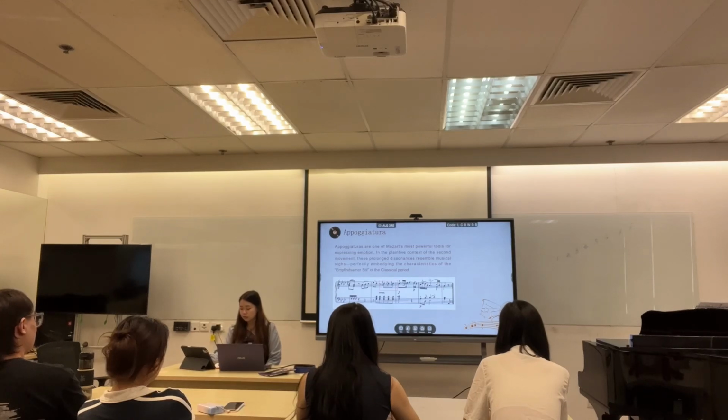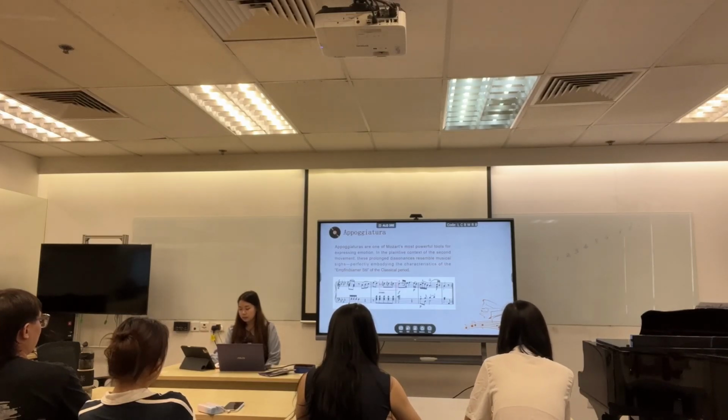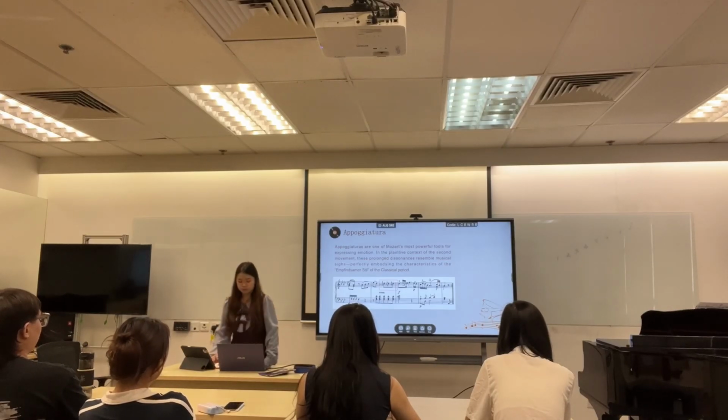of the classical period. When performed, the appoggiatura creates delicate tension before resolution, imitating human breathing in deep expression. Mozart combines these ornaments with crescendo and forte, making them emotional catalysts. I will show you.